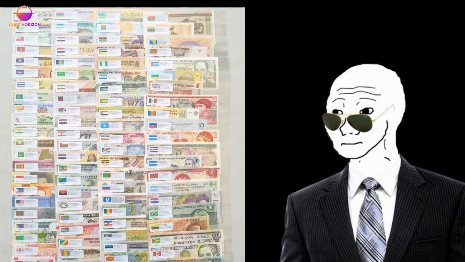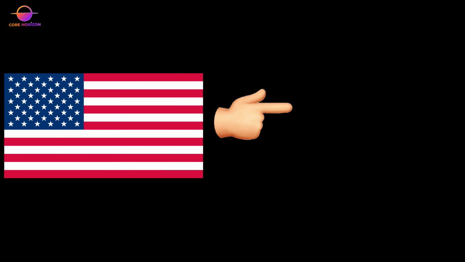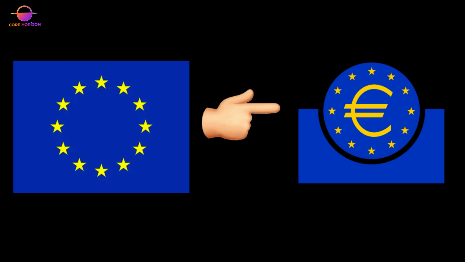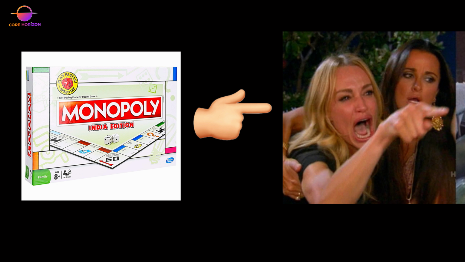So who decides how much money to print? Central banks. Every country with its own currency has one. In the US, that's the Federal Reserve. In Europe, the European Central Bank. In Monopoly, it's whoever's cheating the fastest.